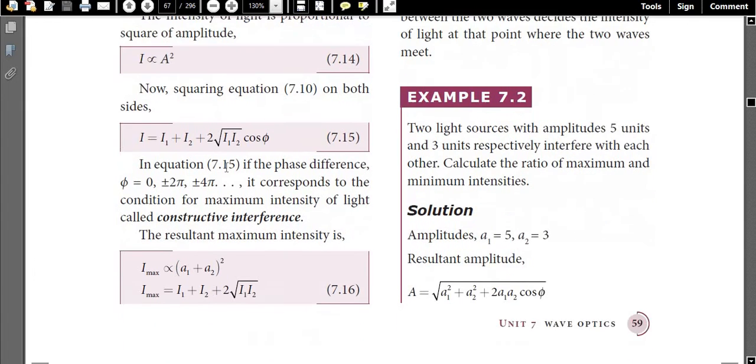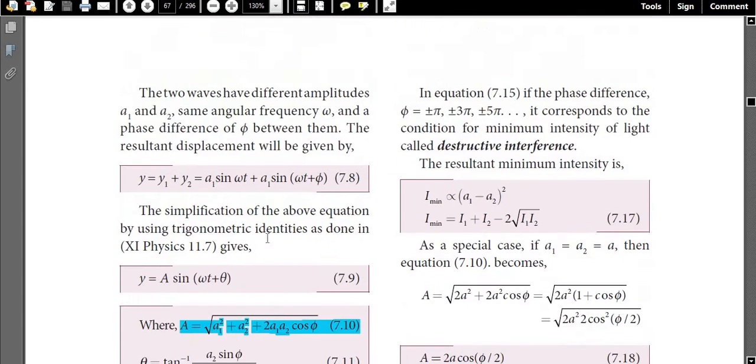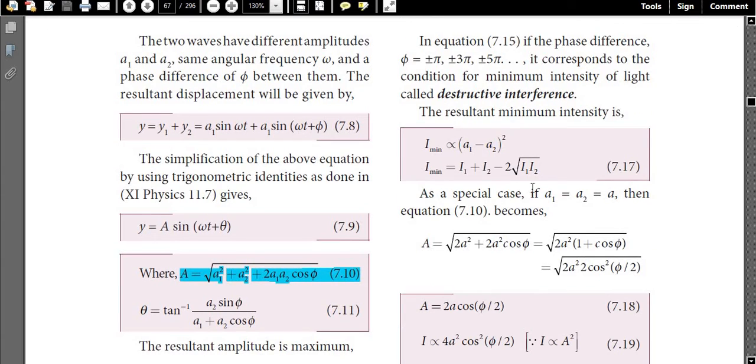Here, for maximum intensity, the constructive interference formula is I maximum is directly proportional to (a1 plus a2) the whole square. Here, for minimum intensity, the destructive interference, I minimum is directly proportional to (a1 minus a2) the whole square. I minimum is equal to I1 plus I2 minus 2 root of I1 I2.